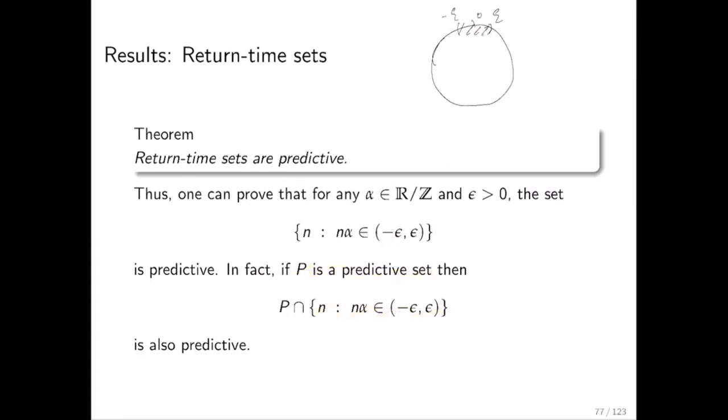Now, here's the first open question which I will pose to you in this talk. Suppose I instead ask for when n alpha belongs to (0, epsilon). So the question is: is this set predictive? And we don't know. This is an extremely important question. It has many consequences, and we have no idea.